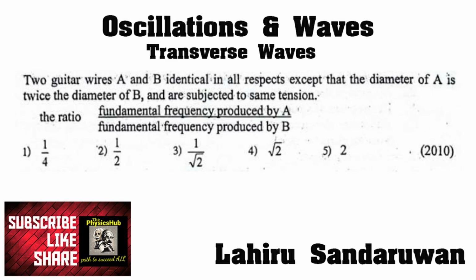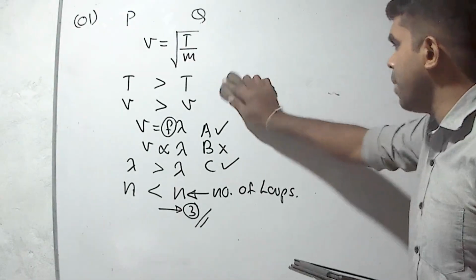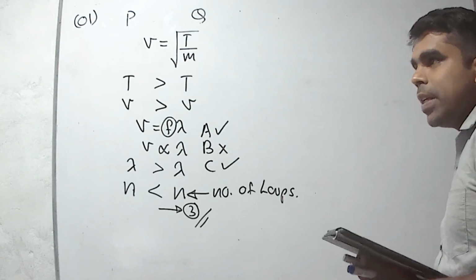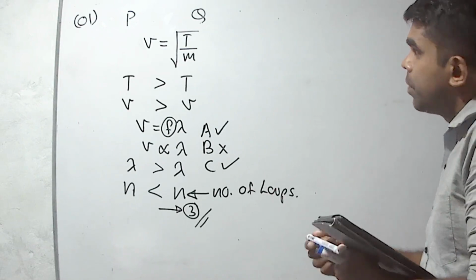Two guitar wires A and B are identical in all aspects except the diameter. The diameter of A is twice the diameter of B, and they are subjected to the same tension. Find the ratio of the fundamental frequency produced by A divided by the fundamental frequency produced by B. The length is the same for A and B, and they have considered the same overtone, the fundamental.